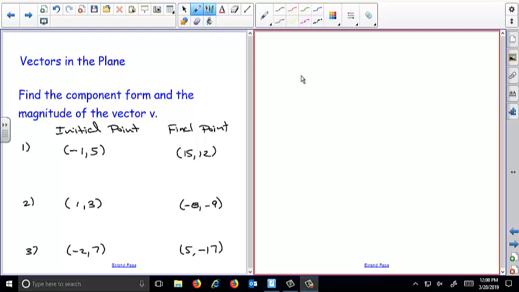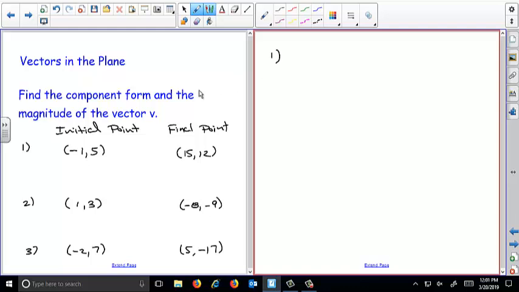Okay, so here are the solutions to the vectors in the plane section. The first three problems are asking you to find the component form and the magnitude of vector v. To find the component form, we'll do it both ways: the coordinate pair, and the i and j unit vectors. So we'll do both of them.